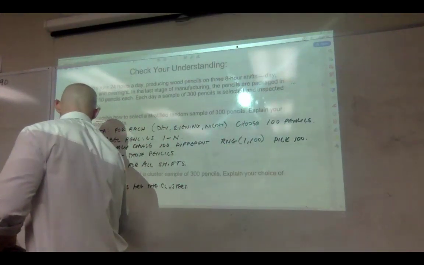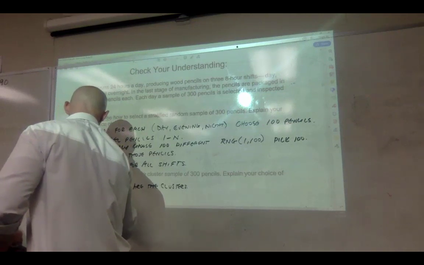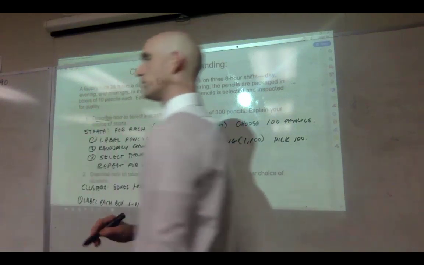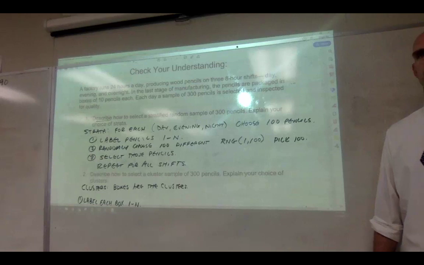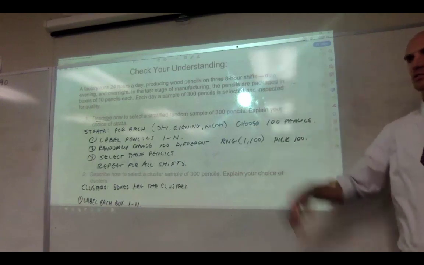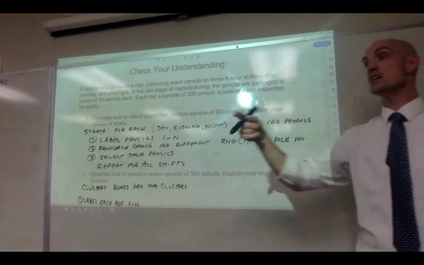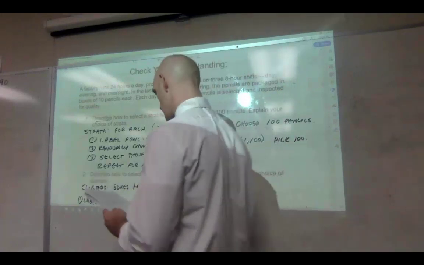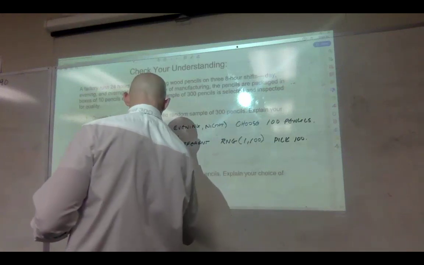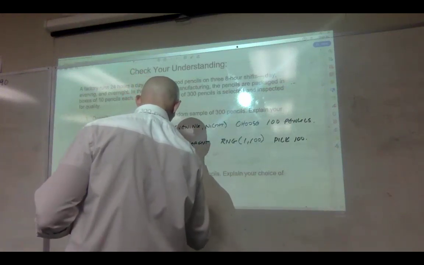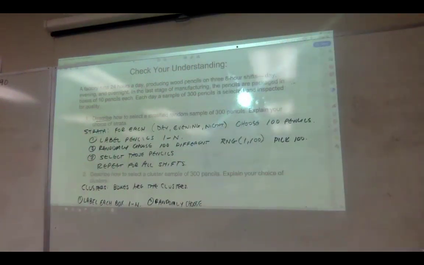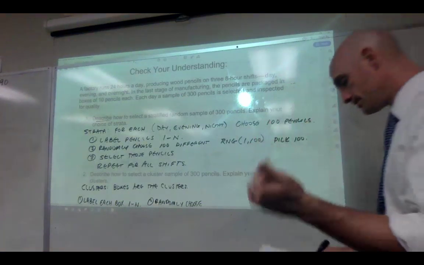Well, we have to label each box 1 to n. Which boxes? Which shift? All of them. All shifts, all boxes. Label each box 1 to n. So now all of a sudden I see that every group is equally likely to be chosen. Number 2, randomly choose how many? I need 300 pencils, so I need 30 boxes.